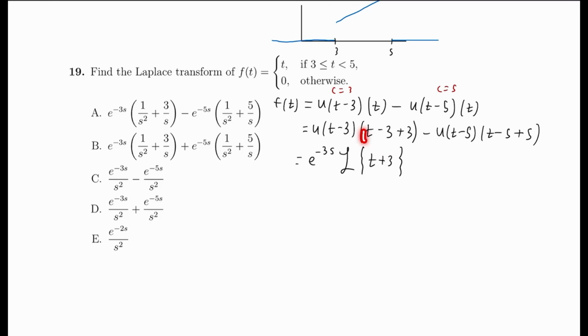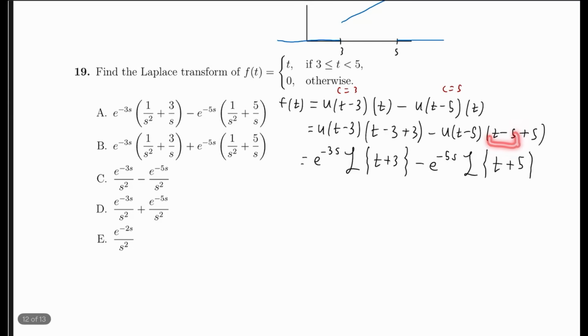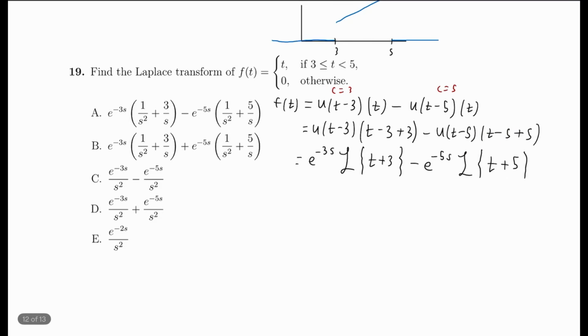Right, because this is getting absorbed into our new t here. And then we have minus e to the minus 5s times the Laplace transform of this, which is t plus 5, because we're working in terms of t minus 5 now. And now that we've fixed that, we can just continue treating this as regular t. We don't have to deal with that offset anymore.